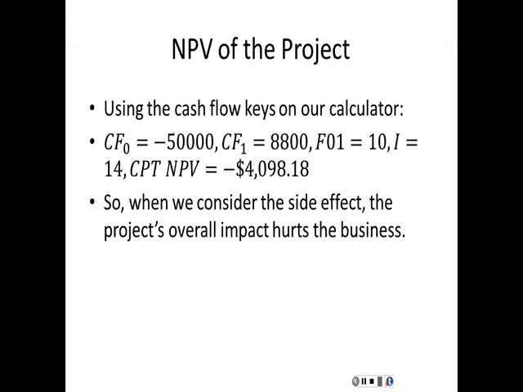Now the project's 10 years, and here are some cash flow keys to solve this. We compute the NPV at 14%, and we come up with an NPV of negative $4,098. So when you add in the side effect, the project's overall impact hurts the business. And this is the danger. If we had ignored what the gardening shop did to hardware store sales by losing the parking spots, we likely would have accepted this project and done damage to the overall health of our business.